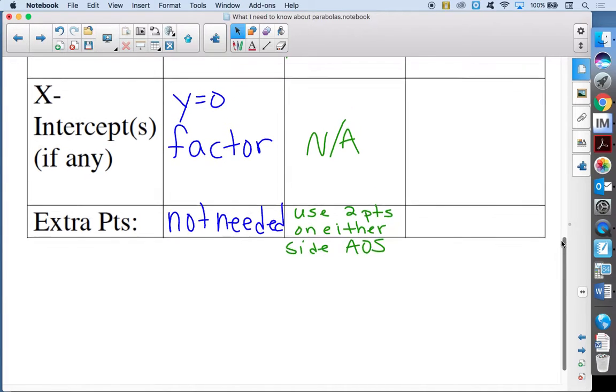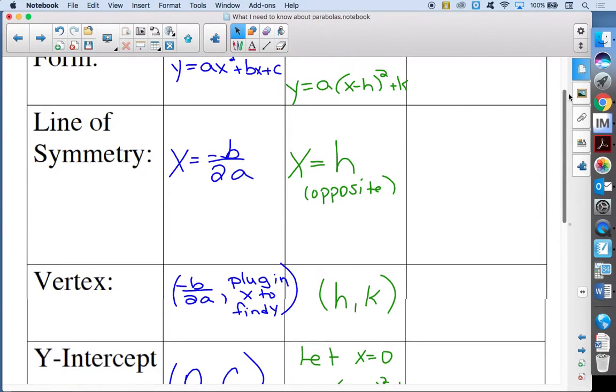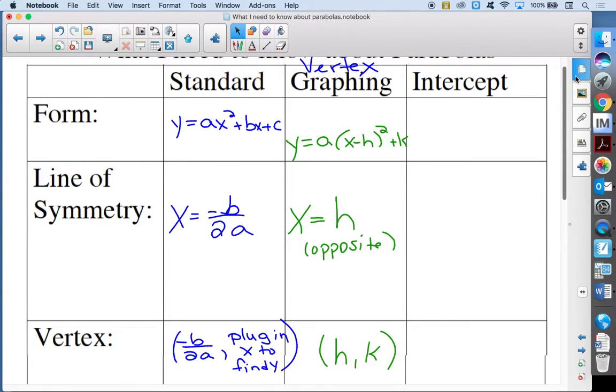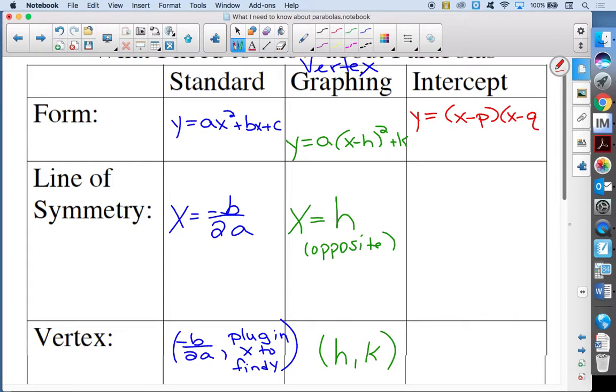All right, so the last form is intercept form, but intercept form is really the factoring that we've been working on. So every problem that you've done in the last 7 days, since last Wednesday, has been in intercept form. When you factor, you're really taking an equation and writing it in intercept form. So factored form, intercept form. It means your answer should have 2 sets of parentheses. So that's intercept form, that's factoring.